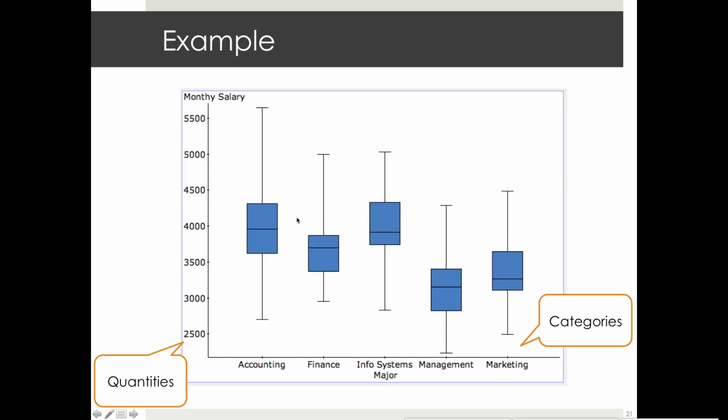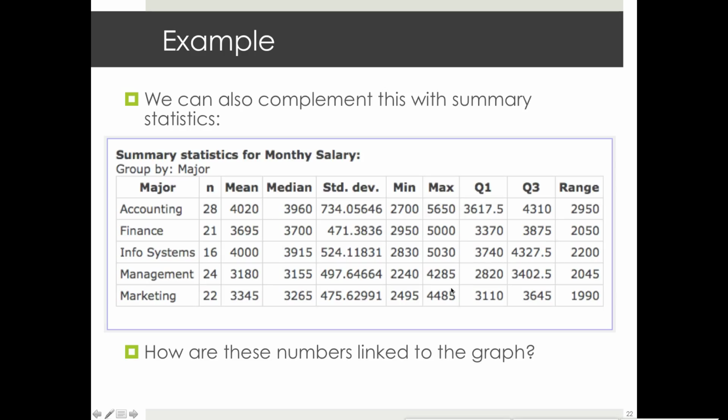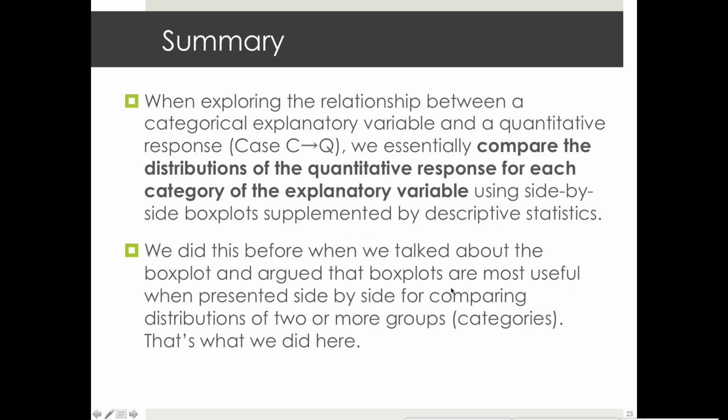This combination of looking at the visual pictures and then going back and looking at the numbers is a great way to think about the relationship between categorical variables and quantitative variables. When we're exploring the relationship between a categorical explanatory variable and a quantitative response variable, we basically want to compare the distributions of the quantitative response for each category of the explanatory variable using side-by-side box plots, and then we supplement by descriptive statistics. Previously in the course, we actually did this when we argued that box plots are the most useful when presented side by side for comparing distributions of two or more groups. So that's all we're doing here.